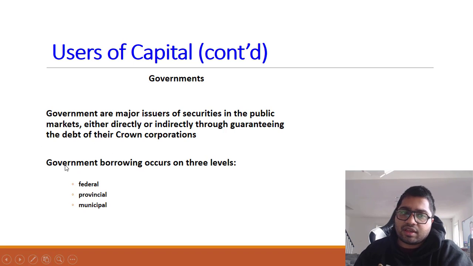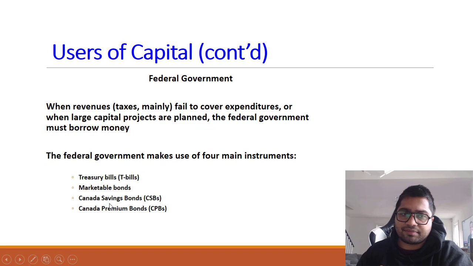crown corporations. Government borrowing occurs at three levels: federal level, at Bank of Canada level, provincial level, let's say Ontario, Alberta, BC level, and municipal level like Calgary, Toronto, and Montreal, etc.